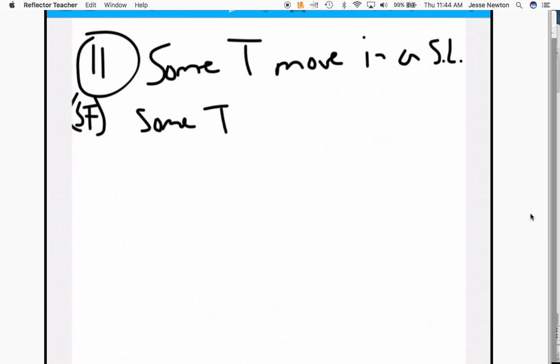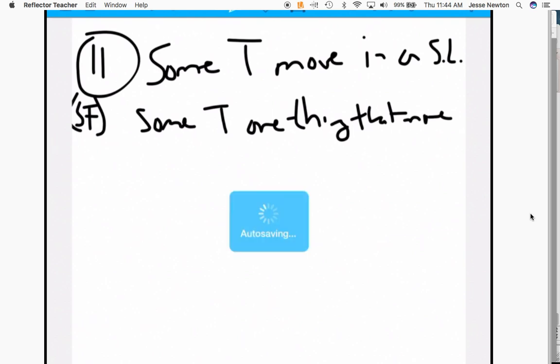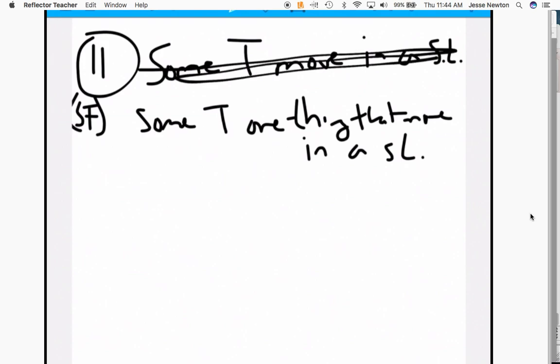Some tornadoes are, I don't know what to call this, I'm just going to say things that move in a straight line. So the first thing, we can't even work with this sentence because it's not in standard form. So we have to put it in standard form. So now what we have to do is identify our subject term and our predicate term because we're going to find the converse.